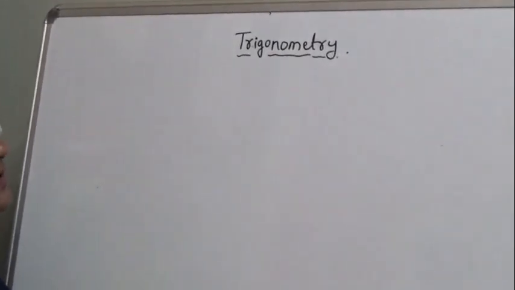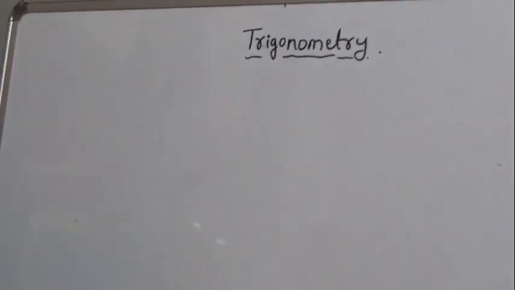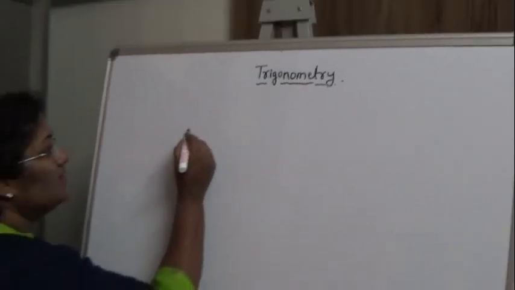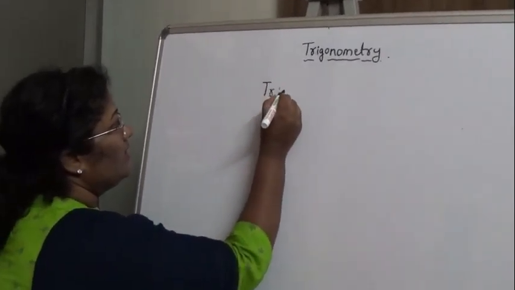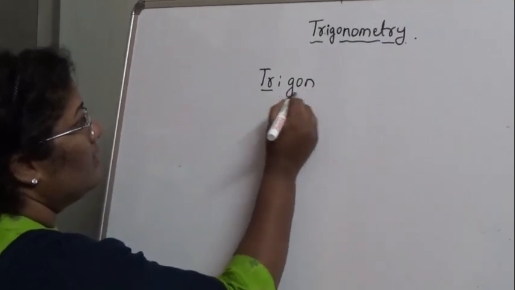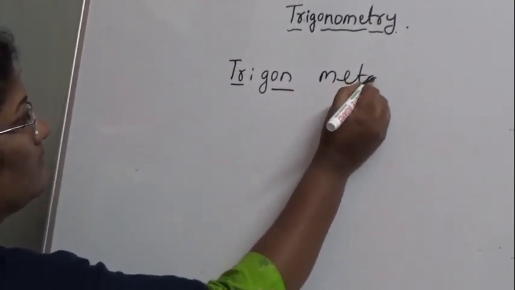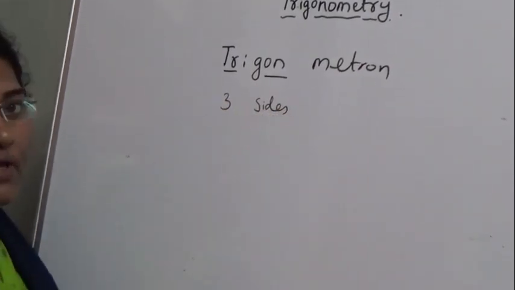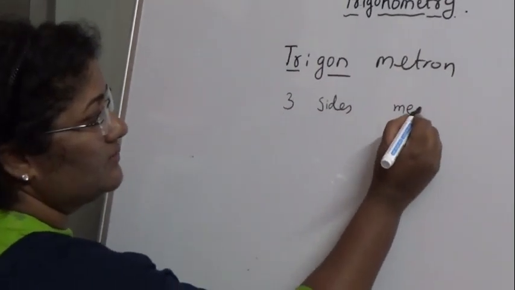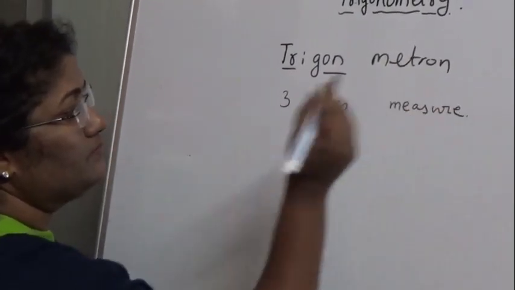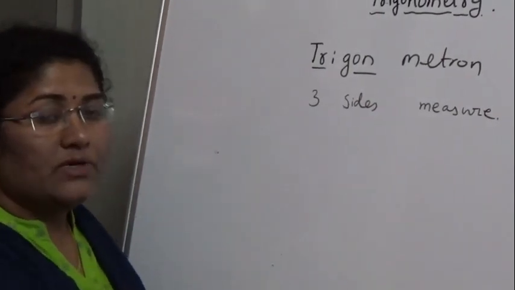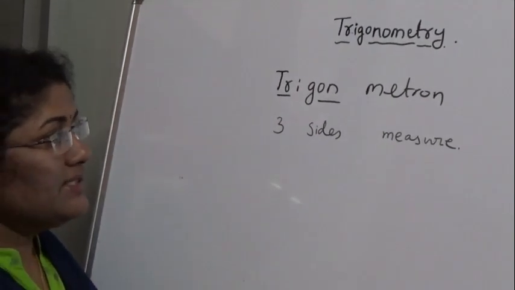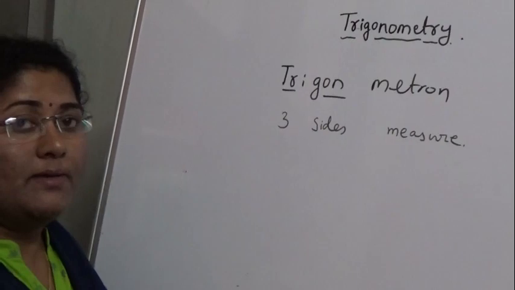Trigonometry is a branch of mathematics, and this word originated from the Latin words tri, gon and metron. Tri means three, gon means sides and metron means measurements.